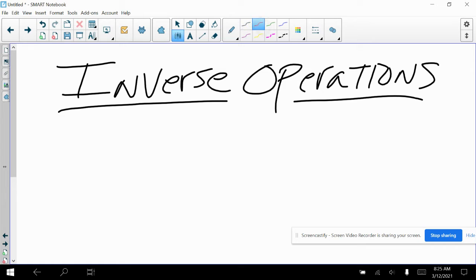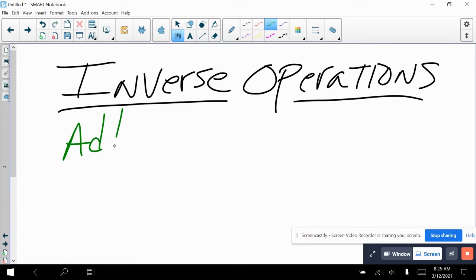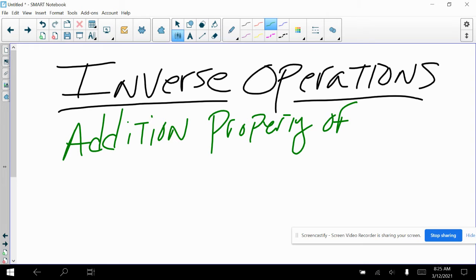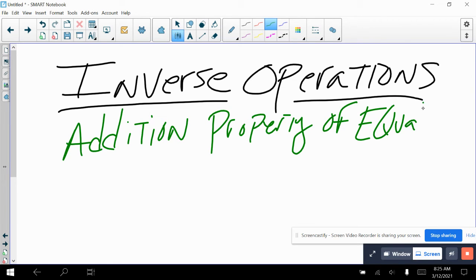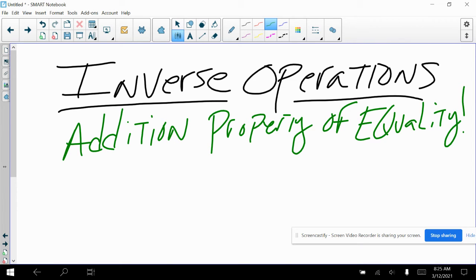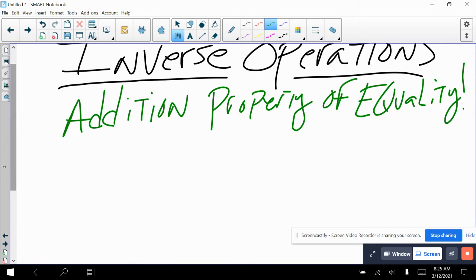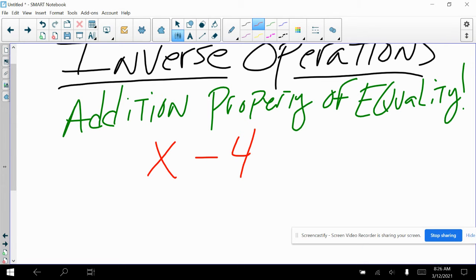Okay, so we have something called, and you probably want to write these down, the addition property of equality. Okay, what does this look like in the algebra world? Well, it simply looks like this.